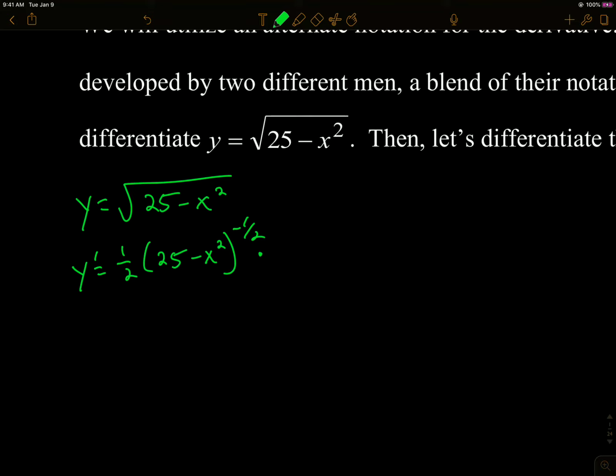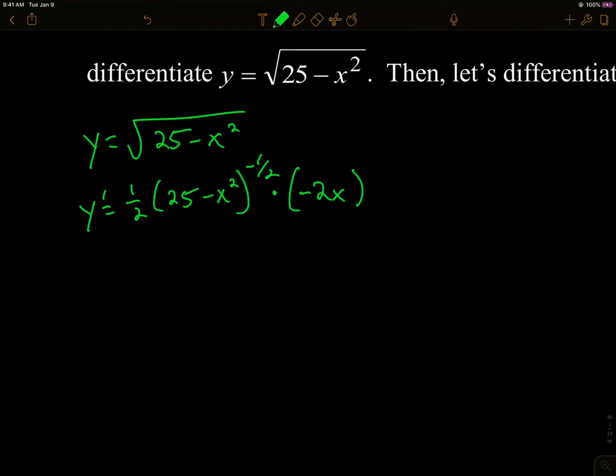Here's the part we're forgetting on the quiz. There's an inner function of 25 minus x squared. So we're going to multiply by the derivative of that inner function. If I simplify, the 2 and the negative 2 become a 1 and a negative 1. So we've got negative x over the square root of 25 minus x squared. And I'm going to use this dy dx notation instead of y prime.